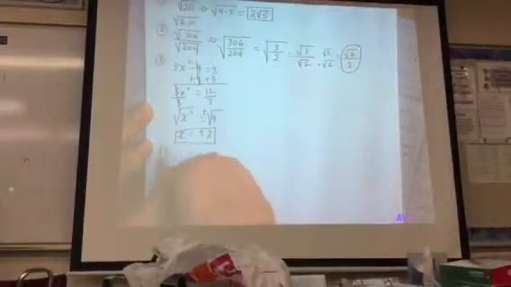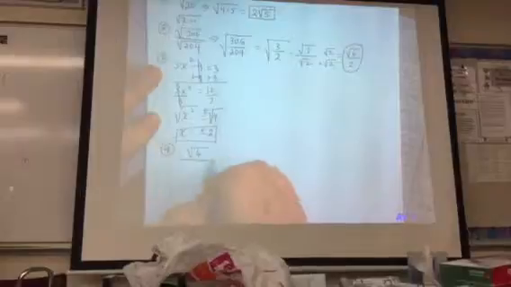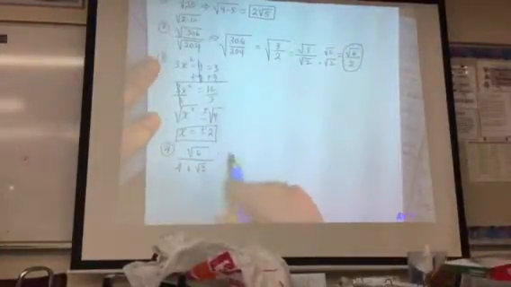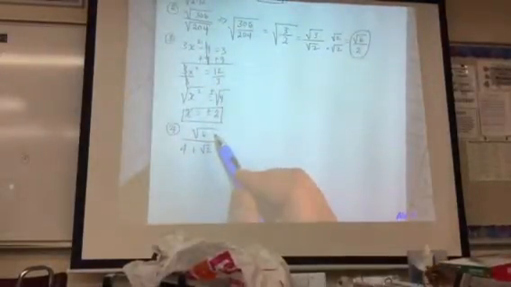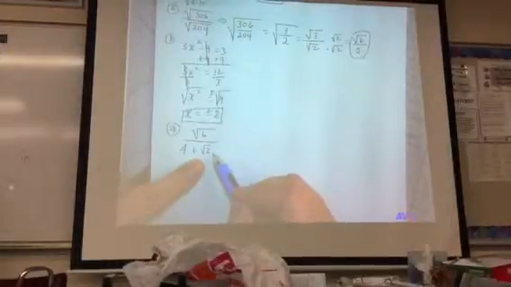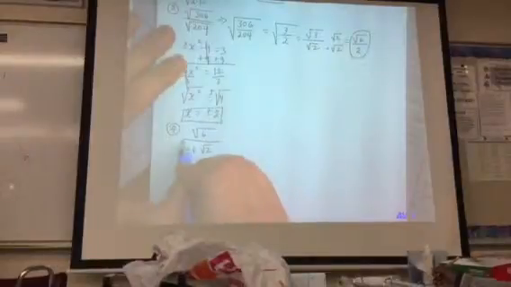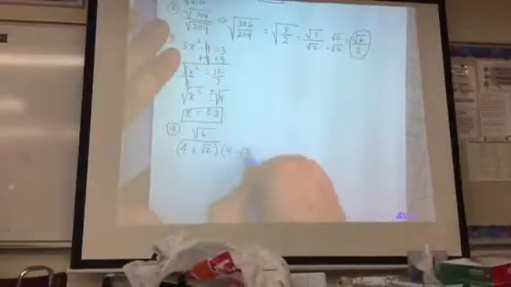Number 4, they want you to simplify the square root of 6 all over 4 plus the square root of 2. And you know, there's not much to simplify. However, you are not allowed to have a square root in the denominator. And you can't just multiply by the square root of 2. You put a parenthesis around that, and you're going to multiply by its conjugate. So you're talking about 4 minus the square root of 2.